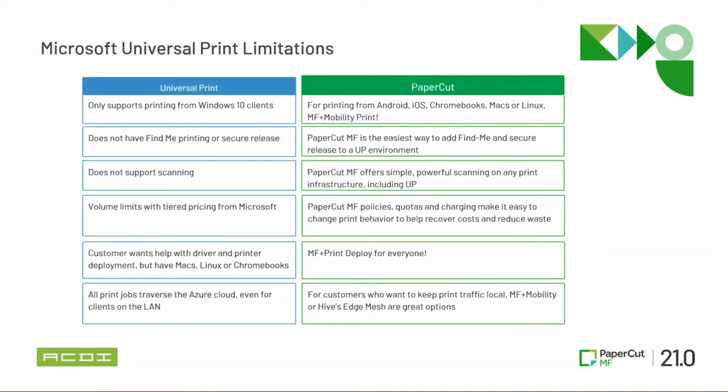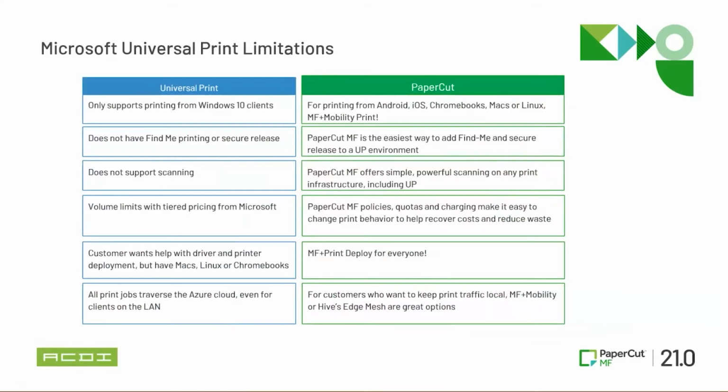Going down the list here, only supports printing from Windows 10 clients. Yes, that's true. Universal Print is just for deploying to Windows 10 clients. So if that customer has other operating systems like Mac, Android, iOS, you can see on the right there, PaperCut Mobility Print can quickly accommodate that. So now the customer can use Universal Print on their Windows 10 and feel confident that they have another solution to deliver printing services, printer objects to these other operating systems, giving them a full holistic solution.